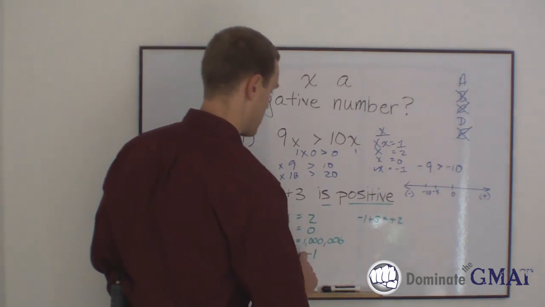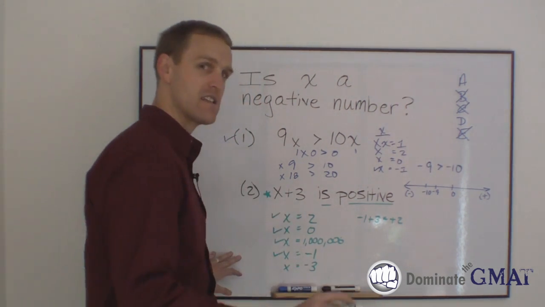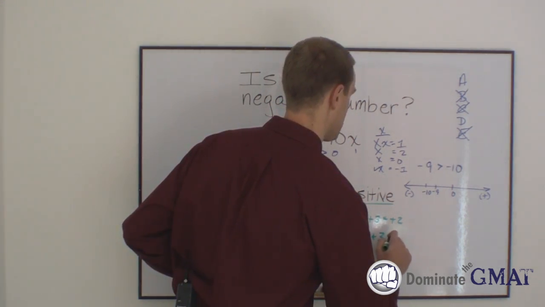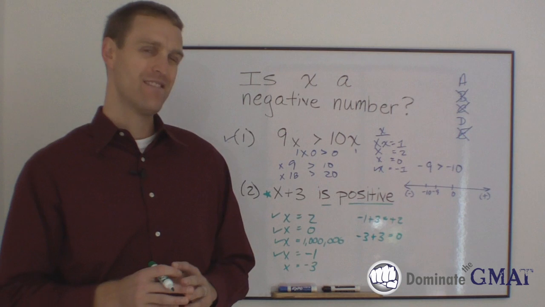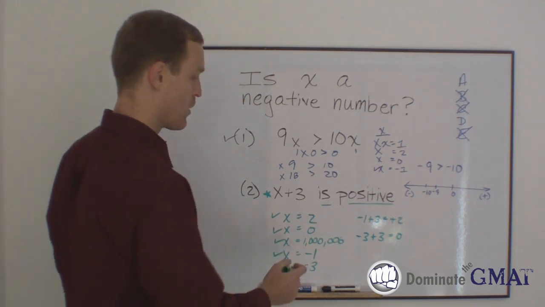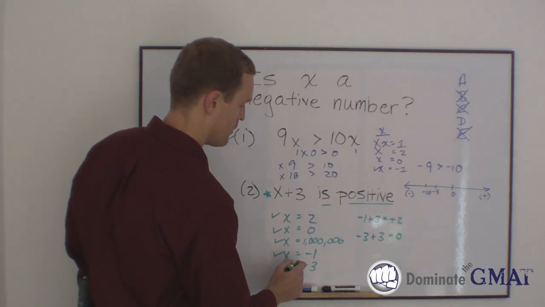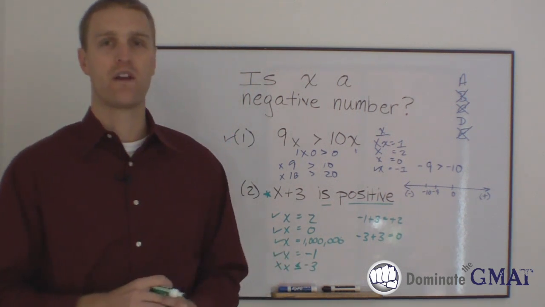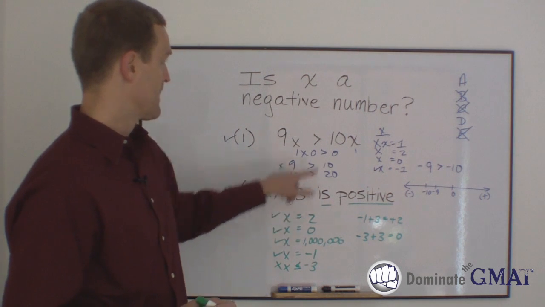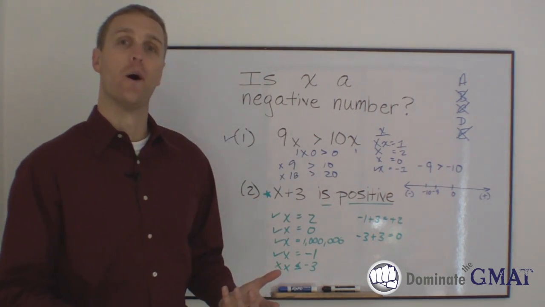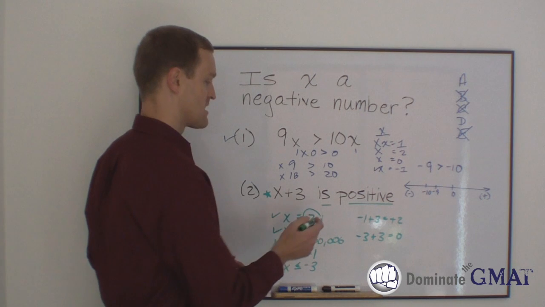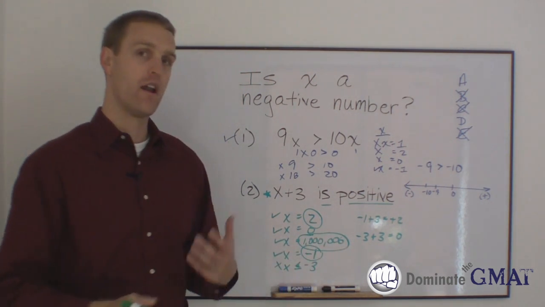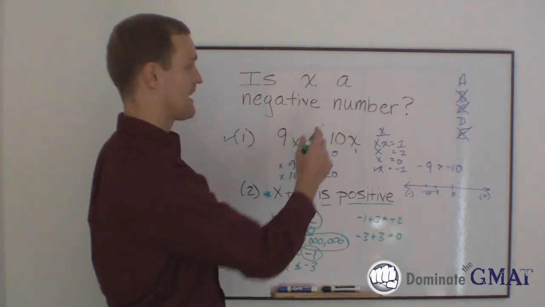Does that make sense? Because if X is negative 3, negative 3 plus 3 is 0. Is 0 positive? No, 0 is not positive. So X cannot be anything less than or equal to negative 3. But we've learned enough to actually answer the question. Is X a negative number? Well, we don't know. We've determined that X could be something positive like 2 or 1,000,000. It could be something negative like negative 1, so we're not sure. Is it a negative number?